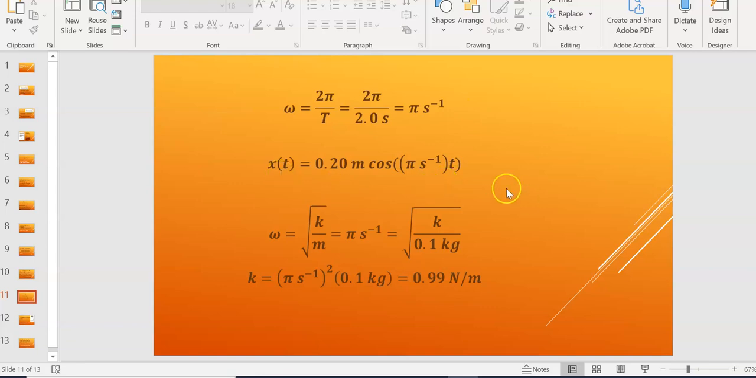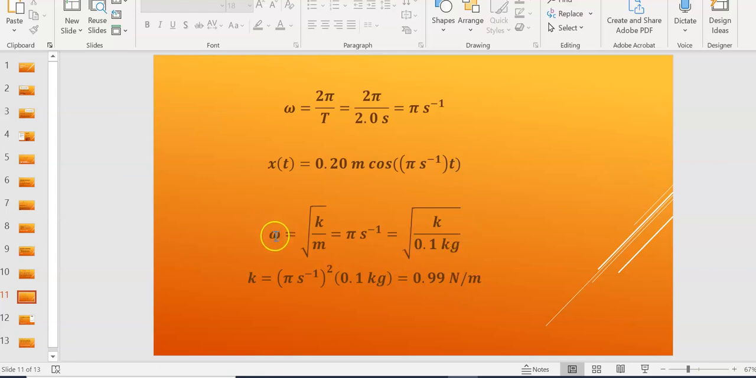So now I can plug into my equation completely. I've subbed in all my numbers, in other words. I've got x of t is equal to 0.2 meters times the cosine of pi times t. All right, that's it. Now the next part of the question said, what is my spring constant?